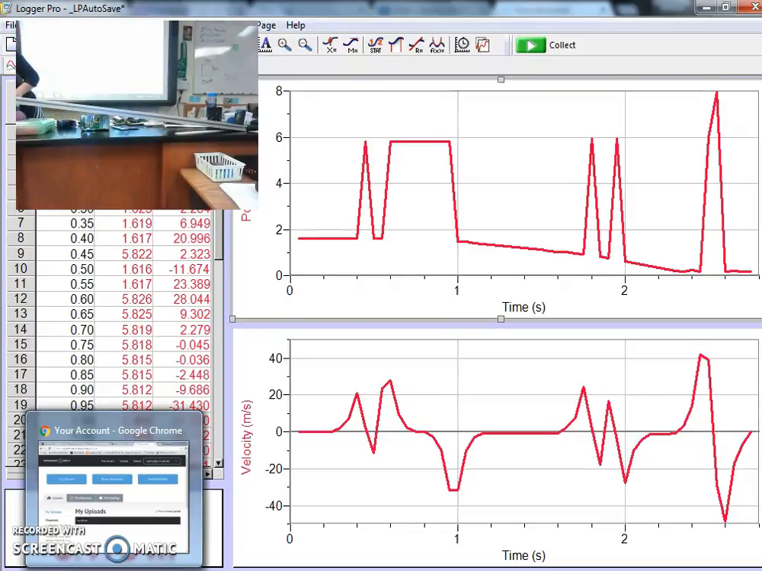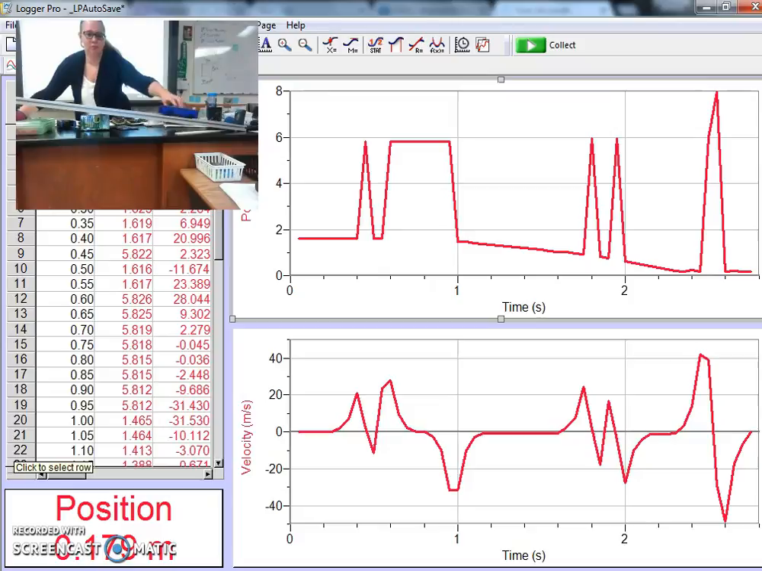I just want you to observe the car going down the incline and what happens. Okay, it increases its speed.